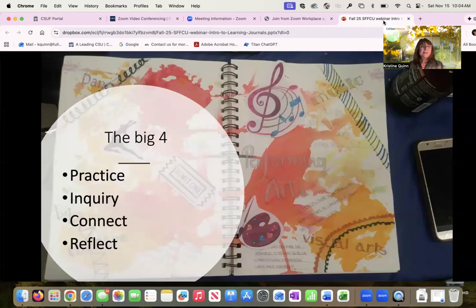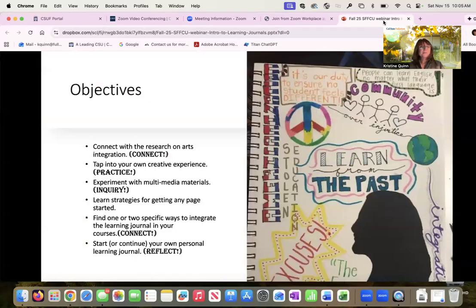The third is connecting. How do I connect to the content? Whether that content is visual and performing arts, whether that content is science or social studies or literacy. How do I connect my own personal thoughts, my own personal experiences to the content? And how do I represent that on a page? And then the fourth is reflecting. When I look at the content that I am learning, and I reflect: What have I learned? What does it mean to me? Why is it important?